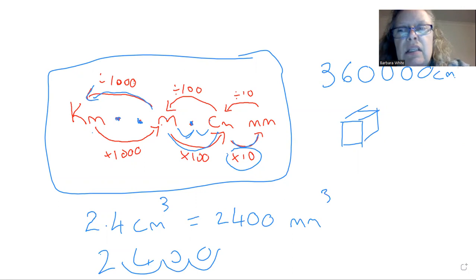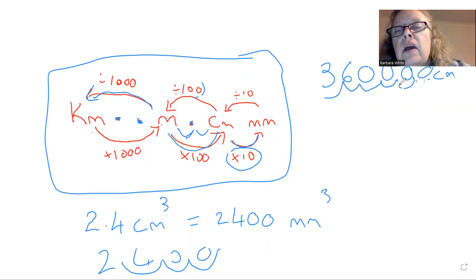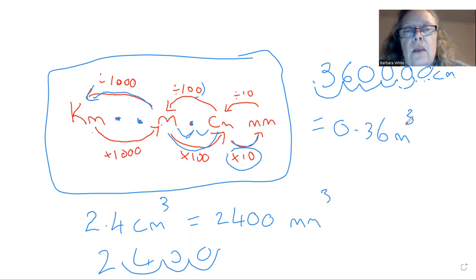Cubic centimetres to cubic metres. Let me just make some room, get the shape out the way. Let's see, to get from centimetres to metres, I divide by 100. So now I'm going to divide by 100 3 times. Starting here, divide by 100, divide by 100, divide by 100 again, and the answer is 0.36 cubic metres. So whatever you do for a linear length, if there's 2 dimensions, you do it twice. And then if it's 3 dimensions, you do it 3 times. I hope that helps.